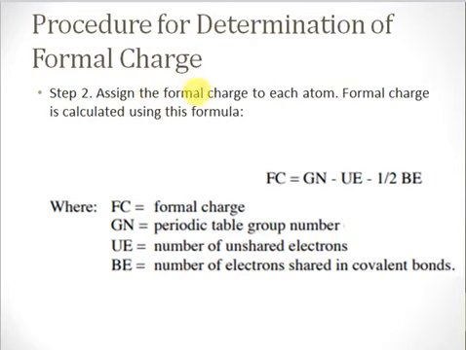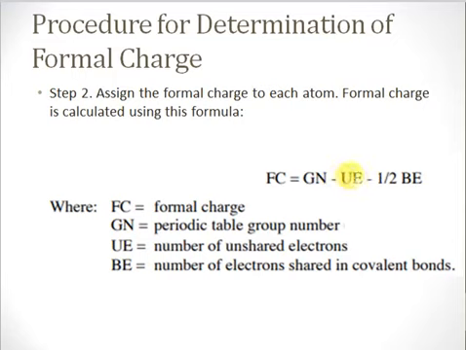The formal charge, which we represent here as Fc, is equal to the group number of an atom, meaning the group number in the periodic table, minus the number of lone pairs or number of unpaired electrons present here.